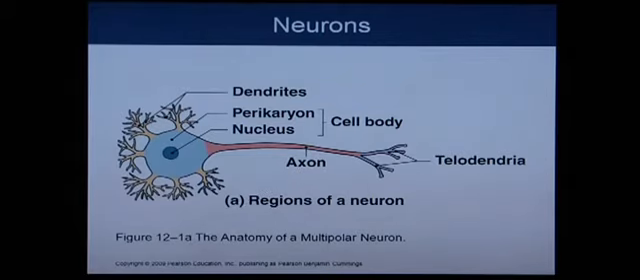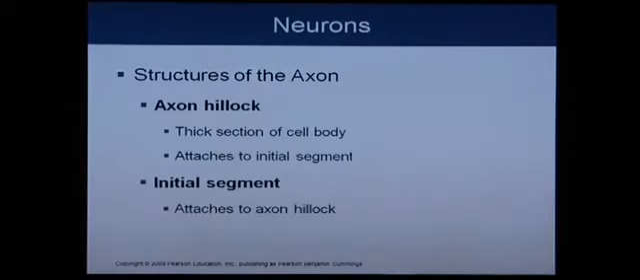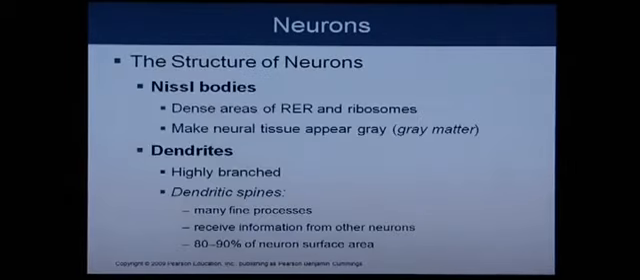So let's back up a little and fill in a couple of other things, and then we'll look at a more detailed picture. Okay, so continuing to focus in on the cell body, we've also got what are called Nissl bodies. The Nissl bodies are just areas where the rough ER and the ribosomes are numerous. Because they're clumped together and there's quite a bit of rough ER and ribosome in the cell body, this will make the neural tissue appear gray. And this is where the term gray matter comes from.